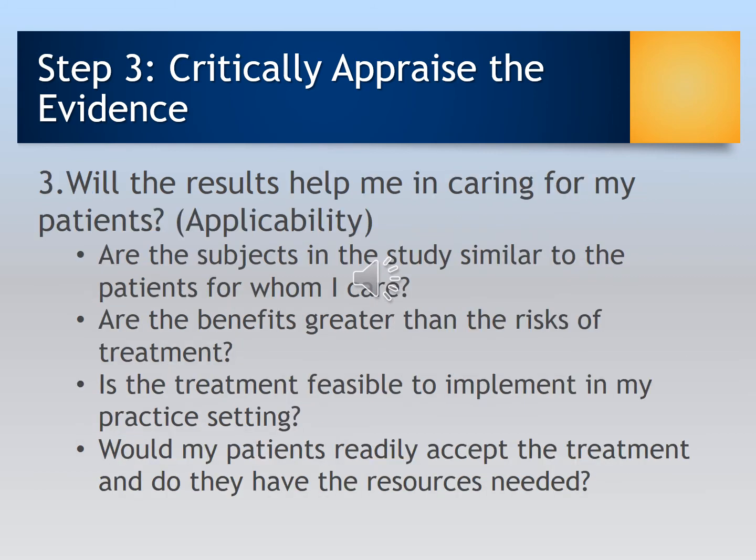So continuing on with some other elements of the appraisal process, will the results help me in caring for my patients? That's what I just talked about. That's the applicability. It's also called generalizability or external validity. And you have to determine whether these results can be applied to your particular patient population. It might be a great intervention, but maybe we can't fund it. We don't have enough money to do that type of intervention. So those are all things that you have to determine as you critically appraise the evidence related to your particular question.